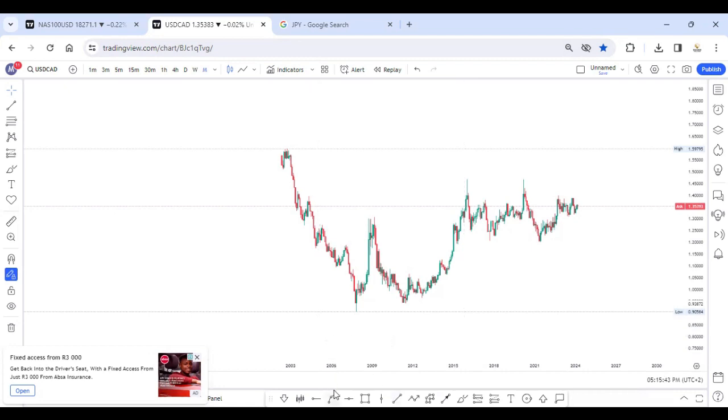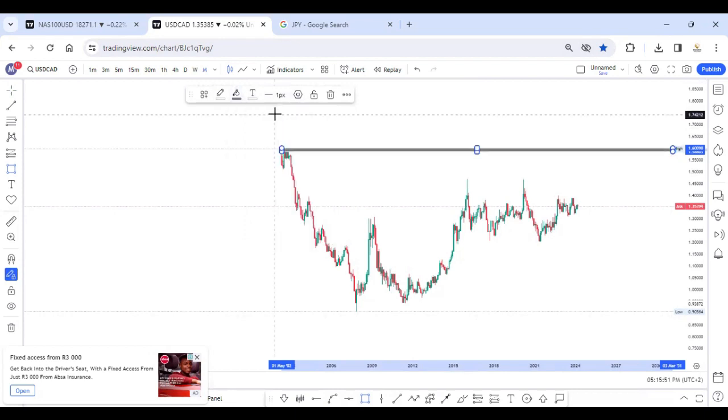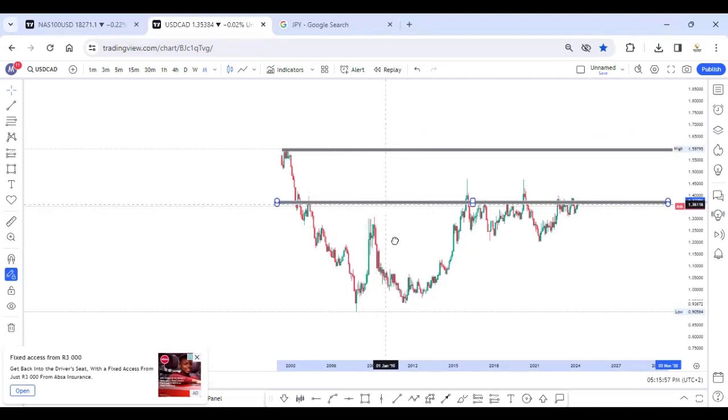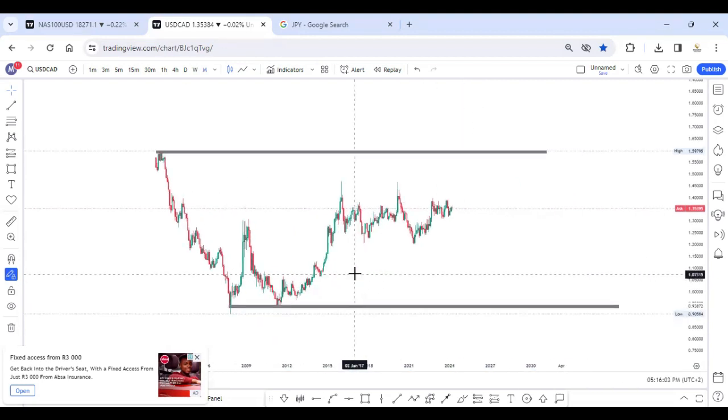Currently, right now, what I see on the USDCAD, first of all, this is my highest high, and then this is my lowest low here. At the same time, as you can see here, we have even this level, but this level I'm not going to just mark right now.